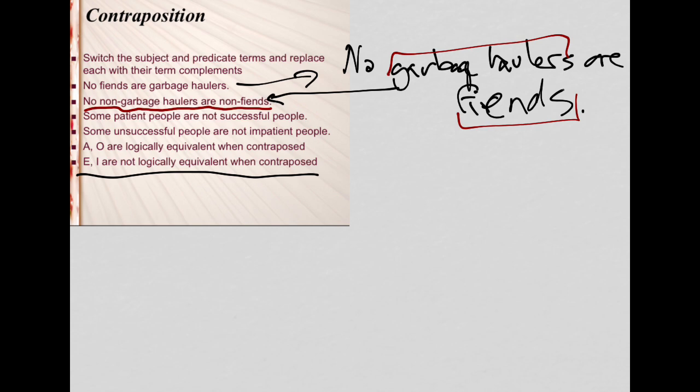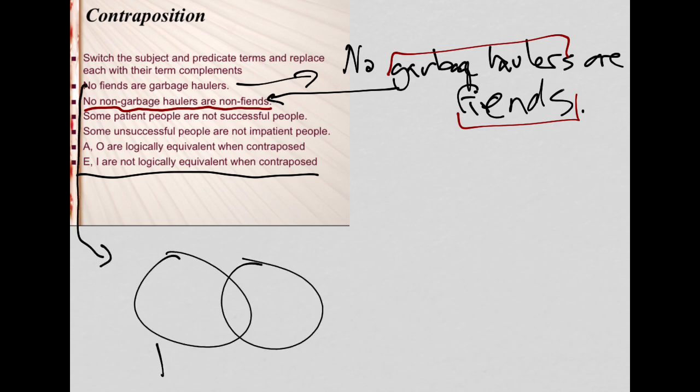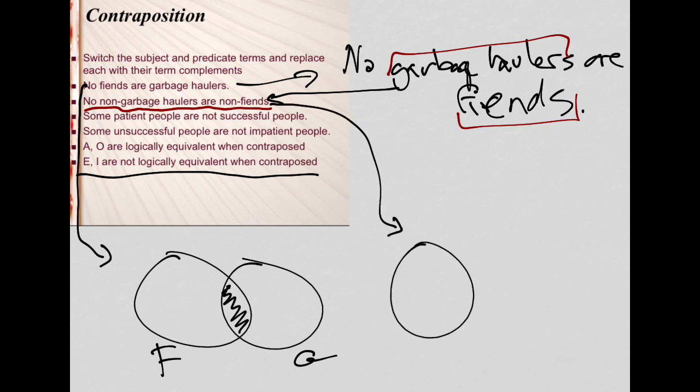So let's go ahead and do "No fiends are garbage haulers" down here. Fiends and garbage haulers. "No" means we shade where the both terms overlap, so that's in the middle here. And then we're going to do our other Venn diagram here, where we're going to label it fiends and garbage haulers because we have to label them the same way every time, regardless of what the new subject and predicate terms might be.